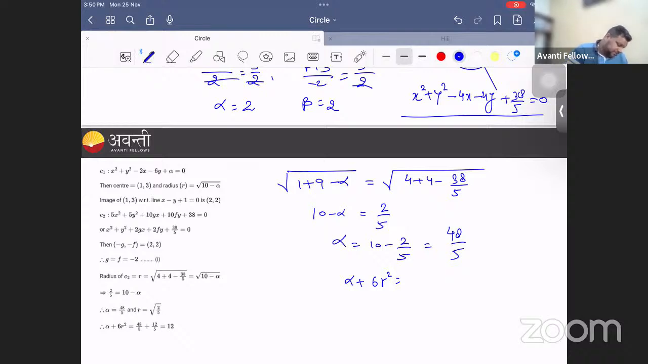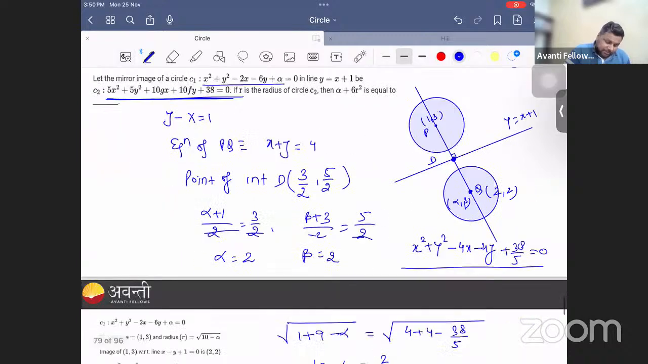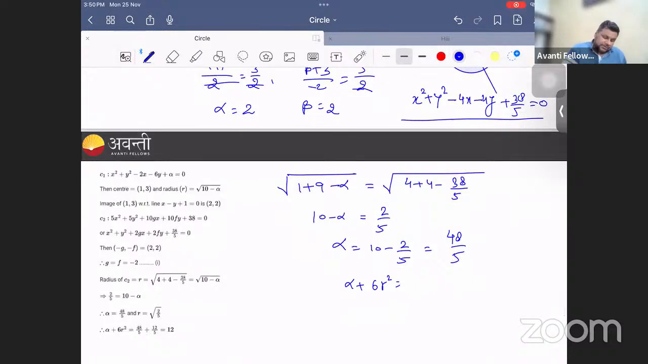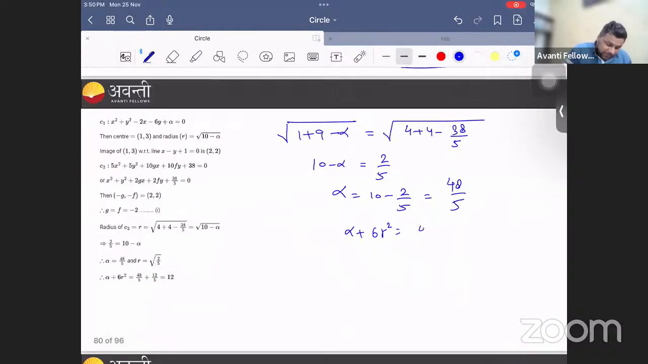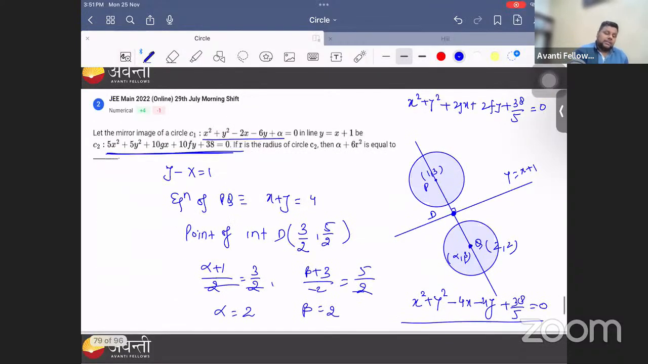Just a moment. So I got the radius, and now I got the values. Alpha is 48 by 5 plus 6 times r square, and r square is 2 by 5. So it is 60 by 5. The answer is going to be 12. Got it? Easy question. Have a look.